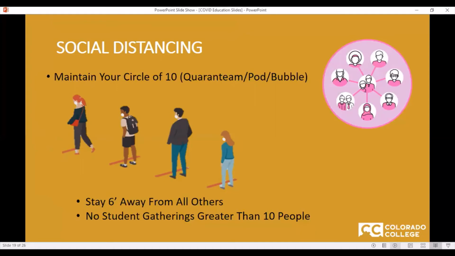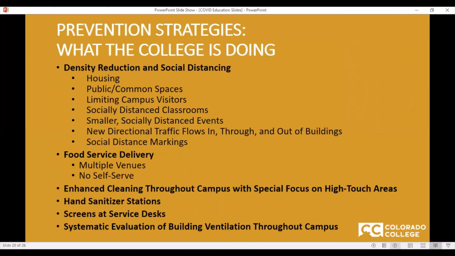You must stay at least 6 feet away from all other people, and no student gatherings greater than 10 people will be allowed, whether on or off campus. So those are the things that we're asking every member of our community to do. There are also a number of prevention strategies that the college is implementing, including density reduction and social distancing.